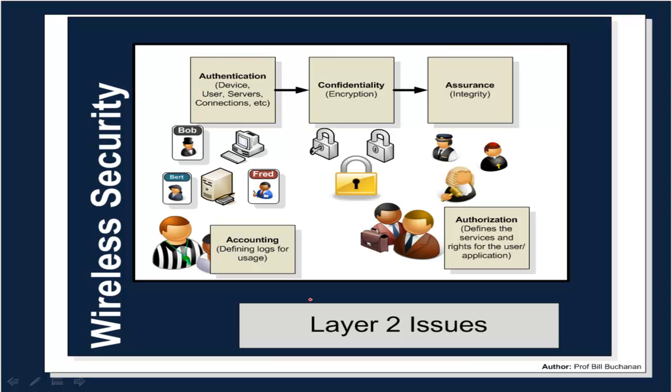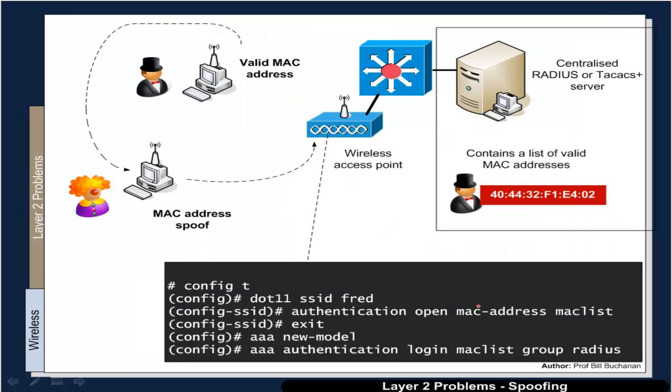Okay, so we've looked at some of the issues related to layer 1. Now we'll look at some basic layer 2 issues that we need to understand. One problem that we have is that we typically have an authentication infrastructure based around a RADIUS server which will check the user credentials before they log in.